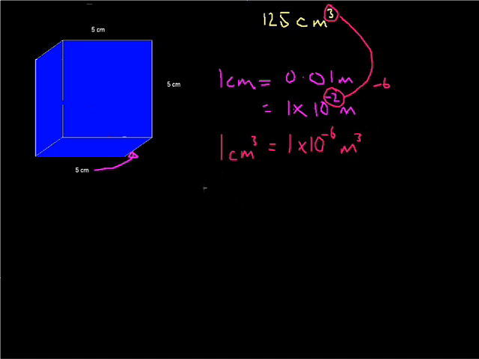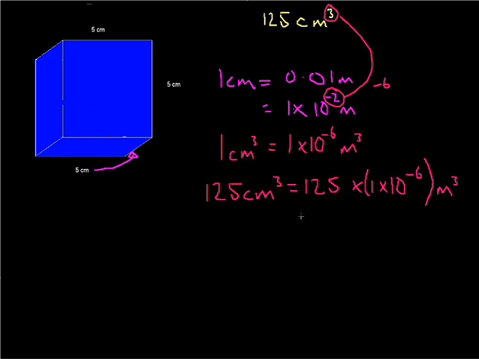125 centimeters cubed equals 125 times 1 times 10 to the minus 6 meters cubed. Okay, once you get the hang of it, you don't have to write this out all the time. I mean, when I'm doing a question, I don't write 125 times 1 times 10 to the minus 6. I just do it all in one go. But while you're getting used to it, while you're practicing, doing your practice questions from supplementary papers or the online practice exam, it's good to write it out so you figure out where it's coming from.